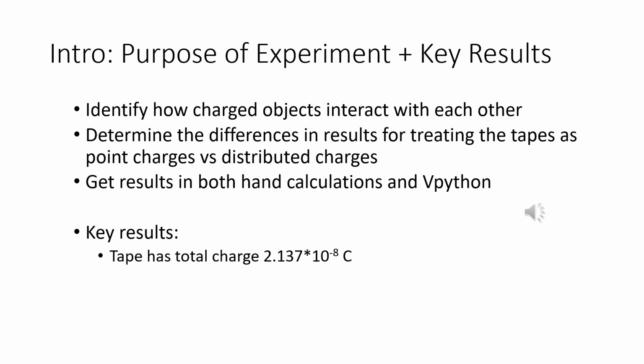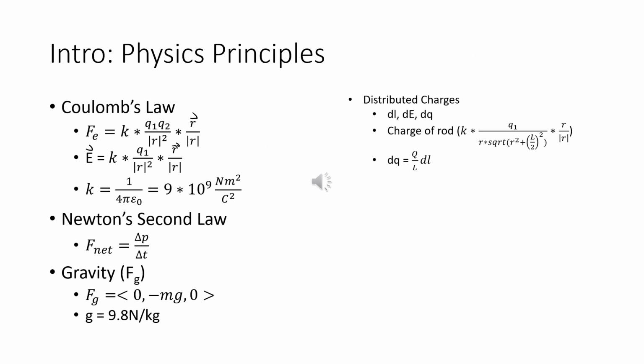And just to get a quick insight into the key result, the tape that we get has a total charge of about 2.1 E-8 coulombs. So the key physics principles for this lab are almost the same as what's in the last lab, so I'm not going to go over the stuff on the left side. However, the distributed charges is new.